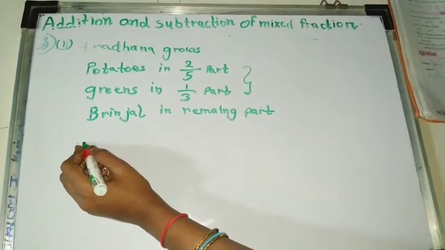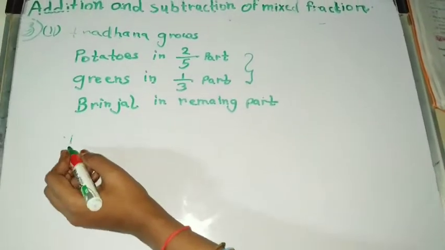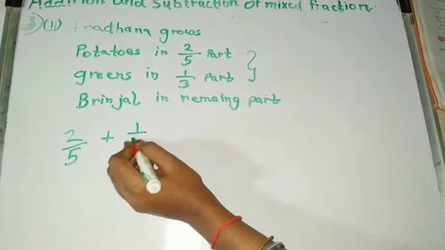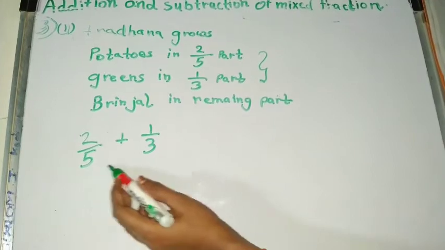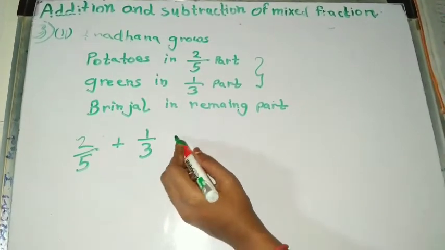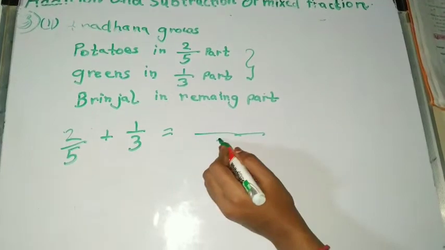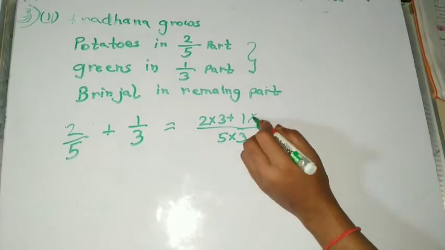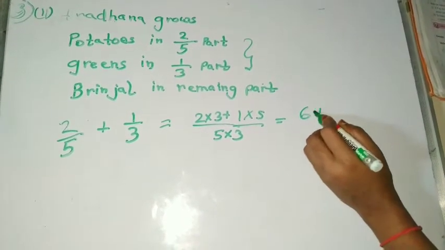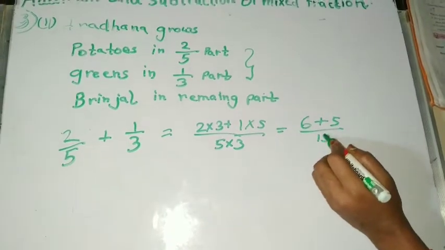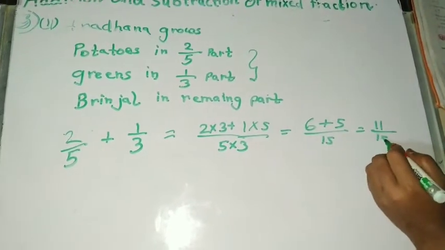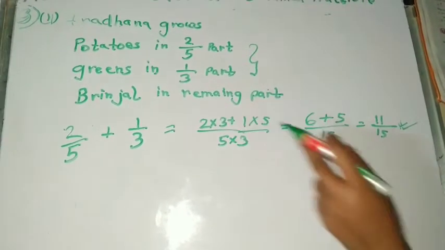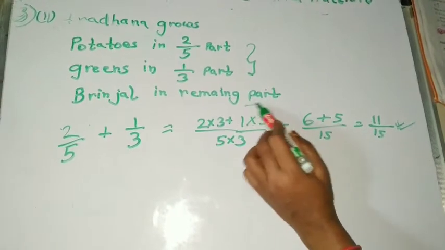The total part used by Aradhana for potato and greens is 2 by 5 plus 1 by 3. This much part is used for potatoes and greens. How much total part? 5 into 3 plus 2 into 3 plus 1 into 5. 6 plus 5 by 15, which is 11 by 15. Aradhana used 11 by 15 part for potatoes and greens, and the remaining part is used for brinjal.